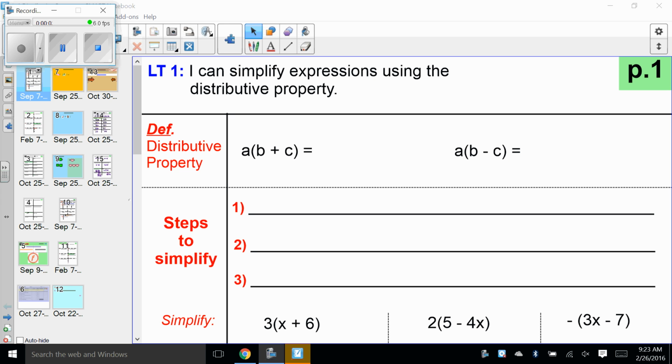Hey, 8th grade. So our learning target today is: I can simplify expressions using the distributive property. You should be on page 1 of our packet. All right, so what is the distributive property?